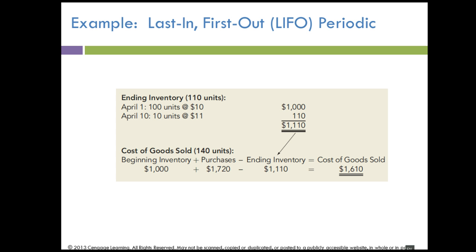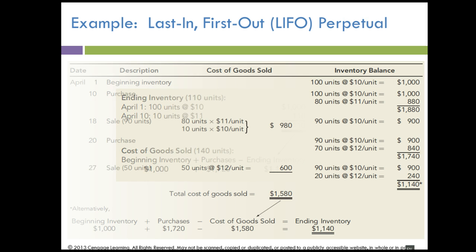So under LIFO periodic, we're going to show our units, and we'll show that's the amount that sits in our ending inventory because what we sell will be the newer units. In our ending inventory, we're going to have the oldest units, the ones that were the earliest, and in our cost of goods sold, we'll have the most current costs.